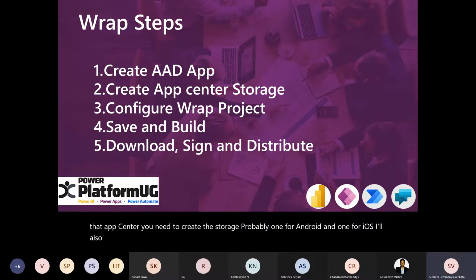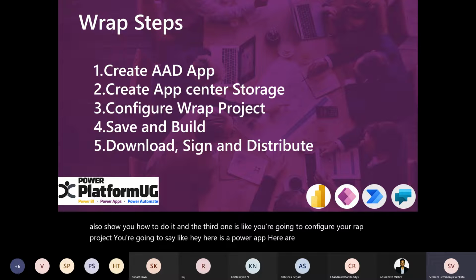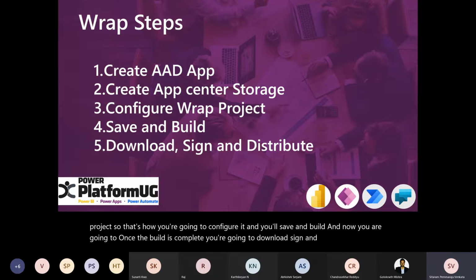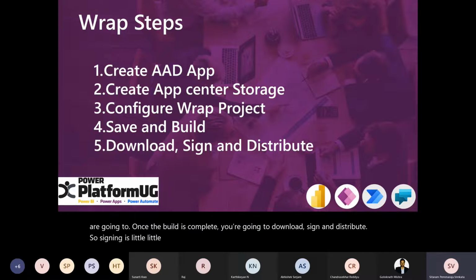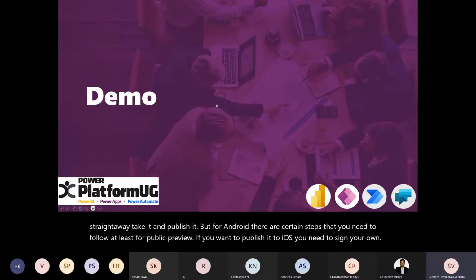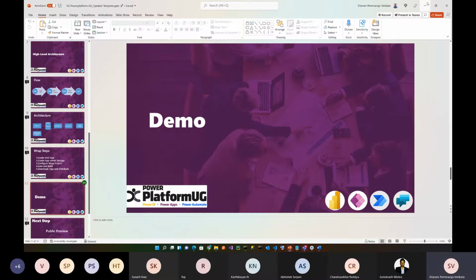And the third one is you're going to configure your wrap project. You're going to say, hey, here is a Power App, here are the assets, now go build the project. So that's how you're going to configure it, and you'll save and build. Once the build is complete, you're going to download, sign, and distribute. This signing is a little tricky for iOS. For Android, we will be signing it, and then you can straight away take it and publish it. But for Android, there are certain steps that you need to follow, at least for public preview. If you want to publish it to iOS, you need to sign your own IPA file. Okay. With that, let's go to the demo.